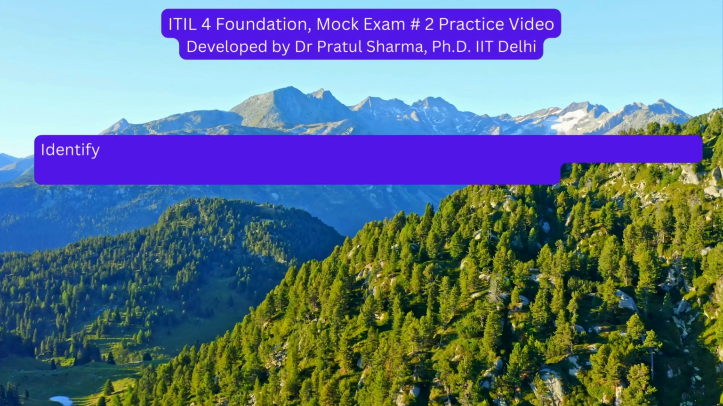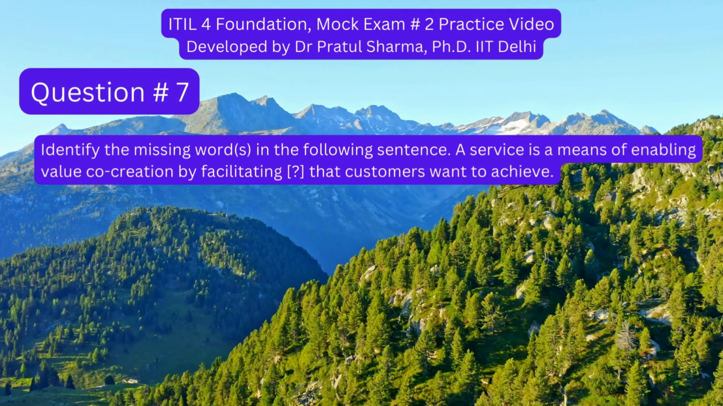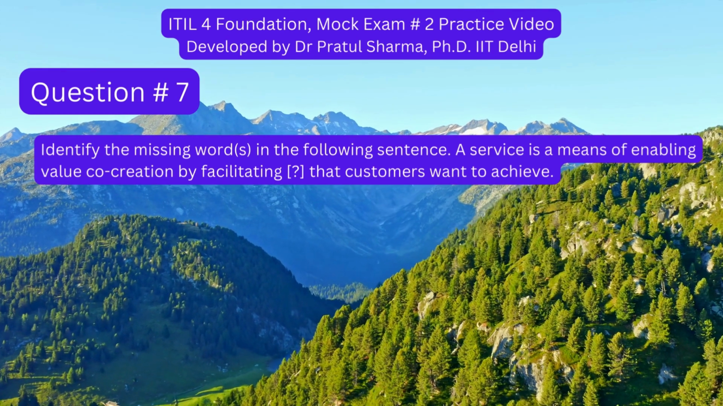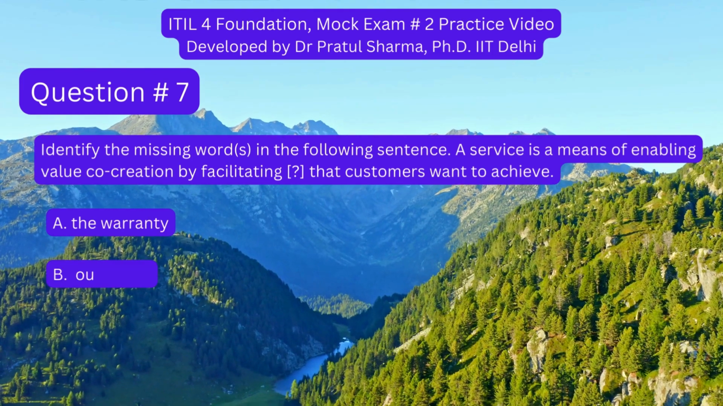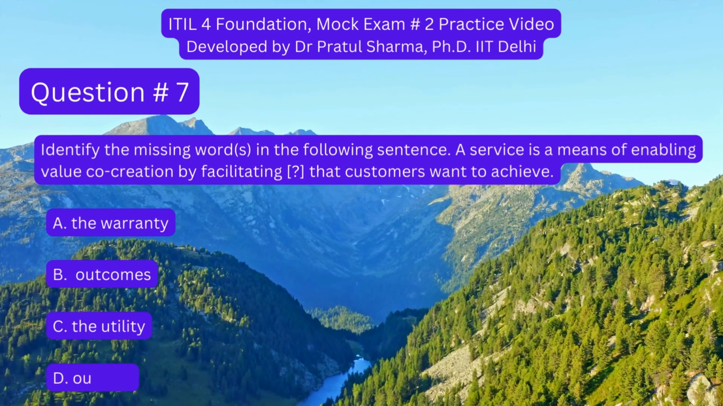Question number 7. Identify the missing words in the following sentence. A service is a means of enabling value co-creation by facilitating blank that customers want to achieve. A. The warranty. B. Outcomes. C. The utility. D. Outputs.